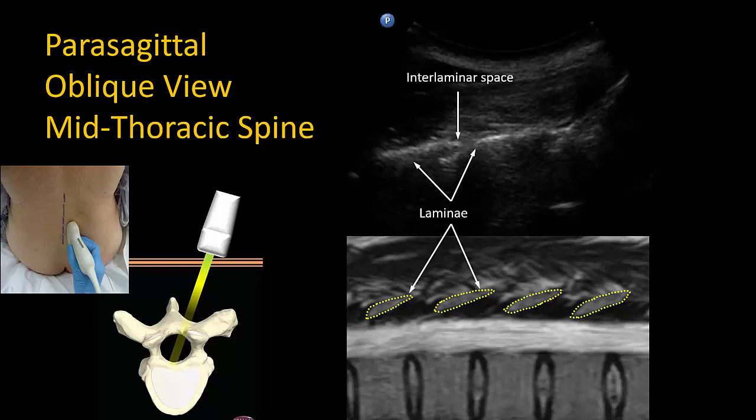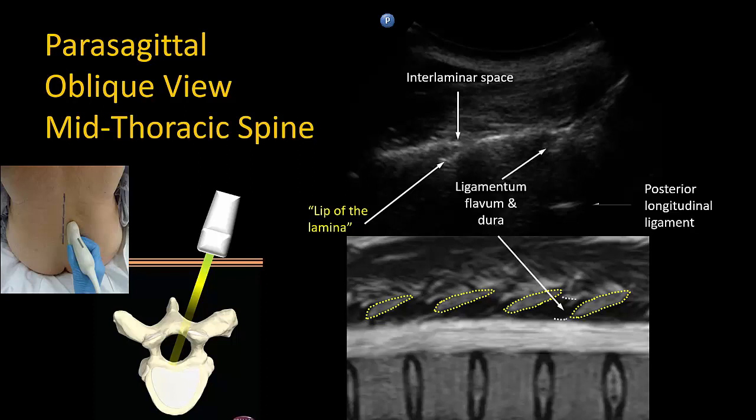Hyperechoic elements within this space are not necessarily the posterior complex. The laminae overlap, so this often represents the cranial edge or lip of the bony lamina and can obstruct needle passage if it is not advanced at an appropriately steep needle angle. Do not always expect to see the anterior and posterior complexes, except perhaps in young patients with flexible spines or in the lower thoracic spine.